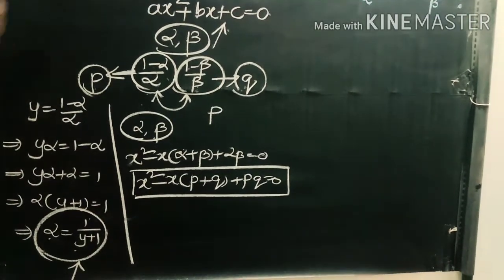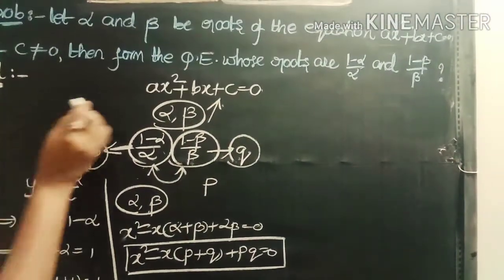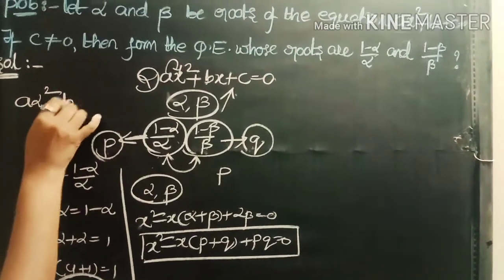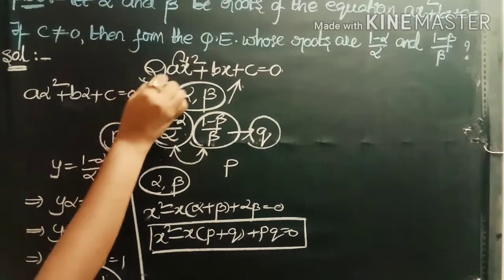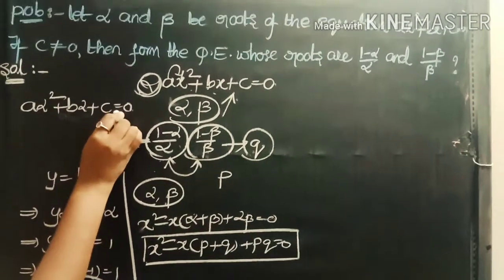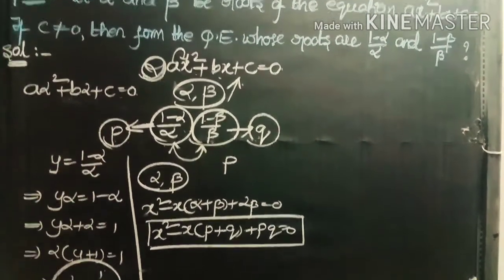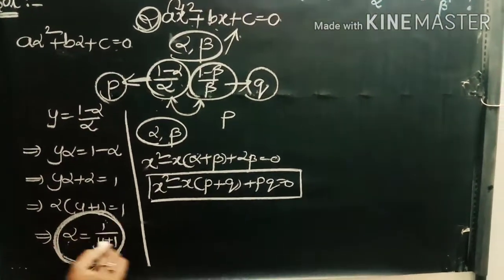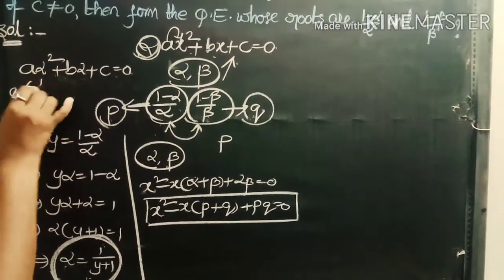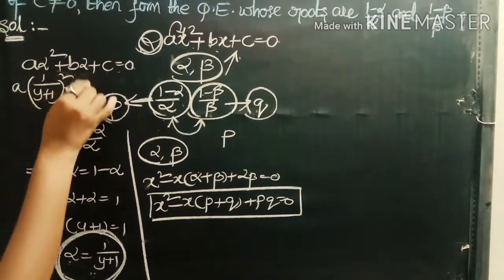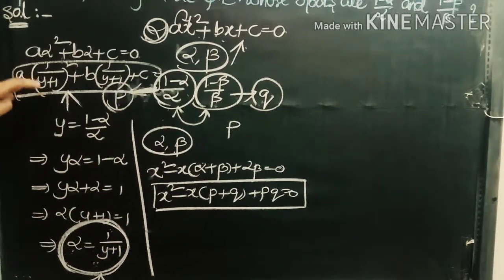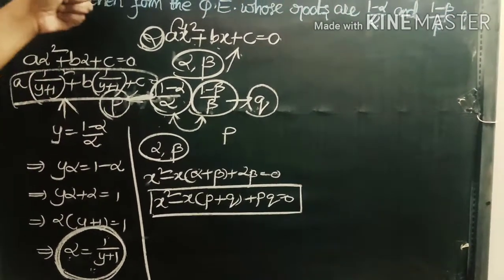What is the given data? α is a root of the equation aα² + bα + c = 0. Since α is a root of this equation, α satisfies it. But what is the value of α here? Already we have α = 1/(y + 1). So we replace that value in this equation: a(1/(y + 1))² + b(1/(y + 1)) + c = 0. After simplification, we will get one equation which is the answer of the given problem.